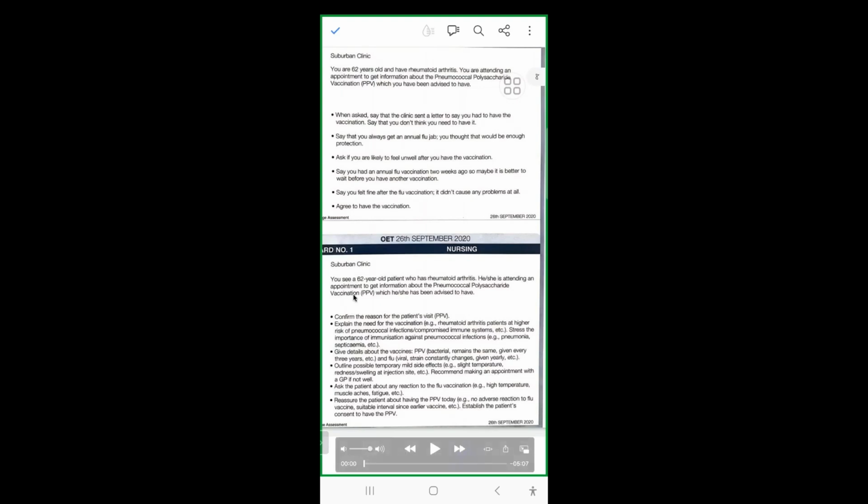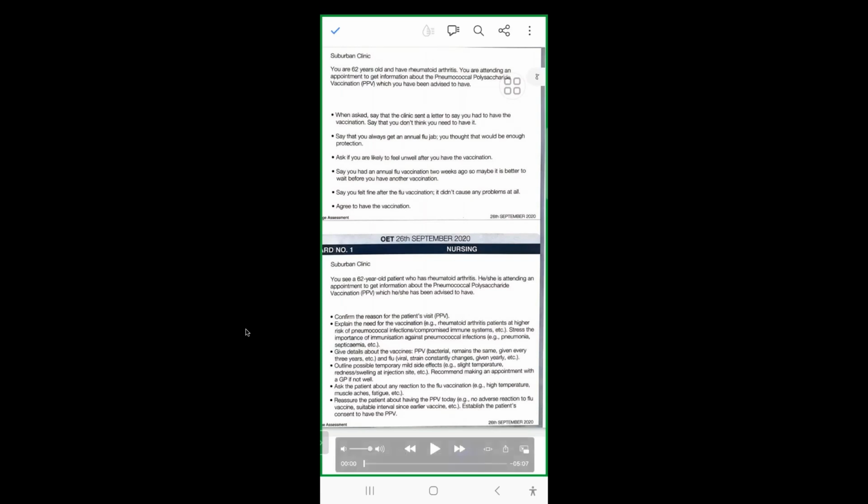This is the role play card. So the conversation is going to happen in the suburban clinic. You see a 62-year-old patient who has rheumatoid arthritis. He or she is attending an appointment to get information about the pneumococcal polysaccharide vaccination, that is PPV, which she or he has been advised to have. And these are the bullet points.